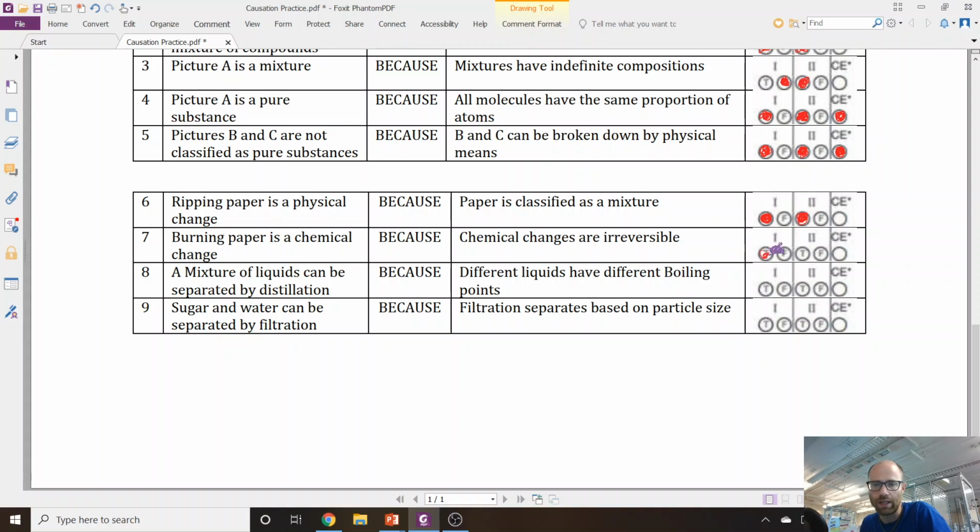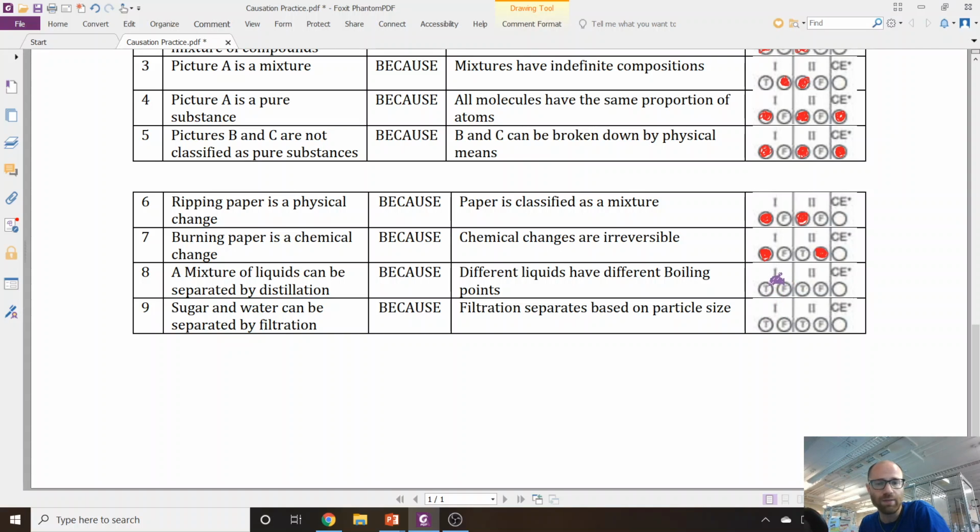Burning's chemical. Yes. Chemical changes are irreversible. That's actually false. Some chemical changes are reversible. If you are confused about that, well, burning paper is a chemical change. That does get undone. It's through a different pathway, but that's photosynthesis, is the opposite of burning.